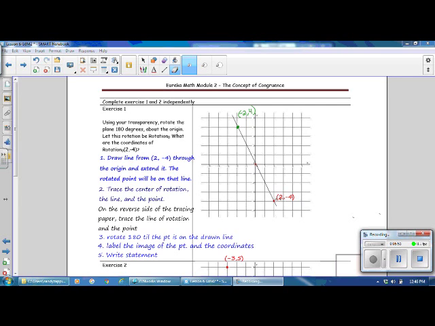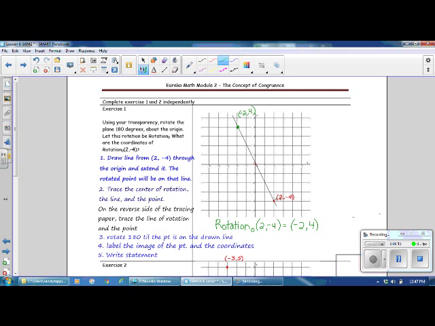We've rotated our point, and our statement is the rotation around the origin of point (2, -4) results in a new point of (-2, 4).